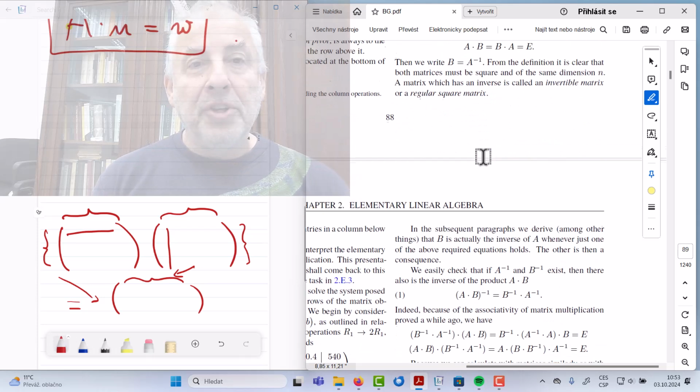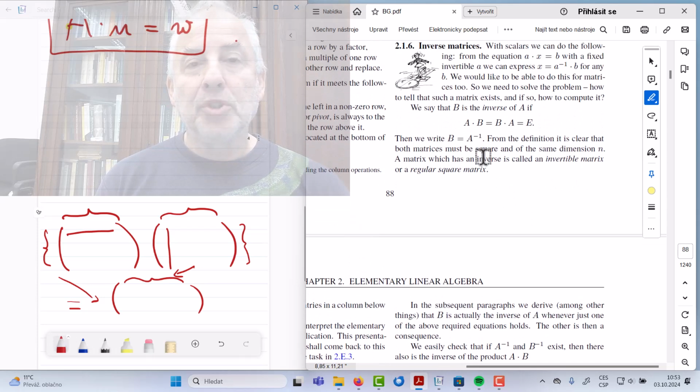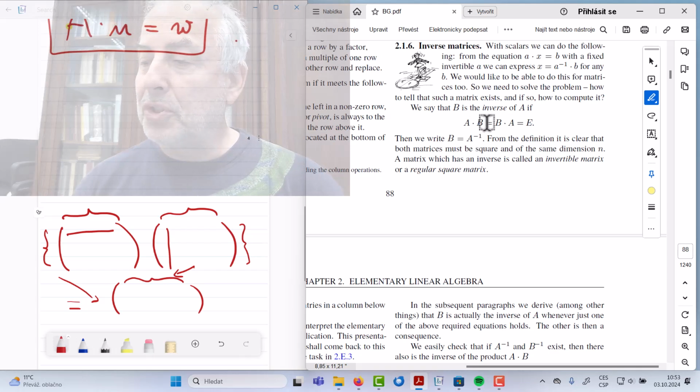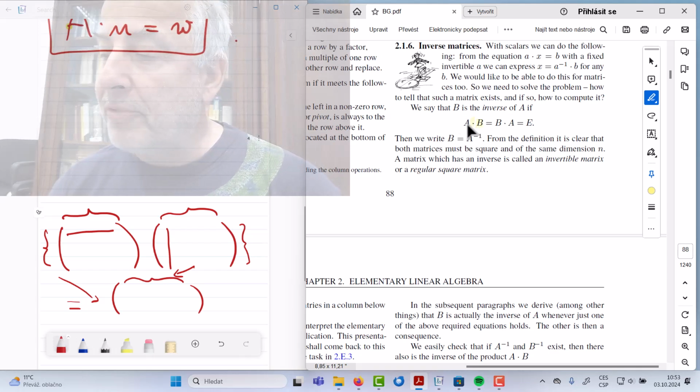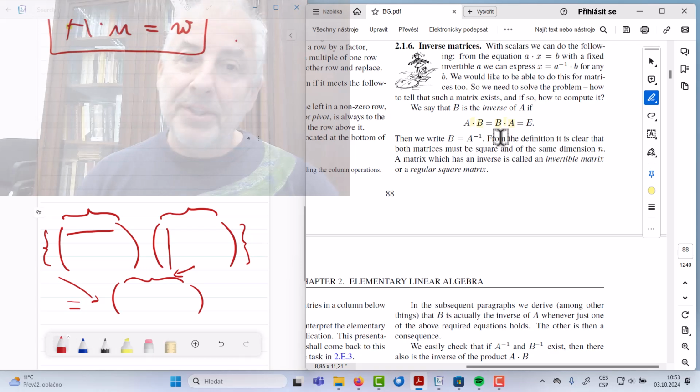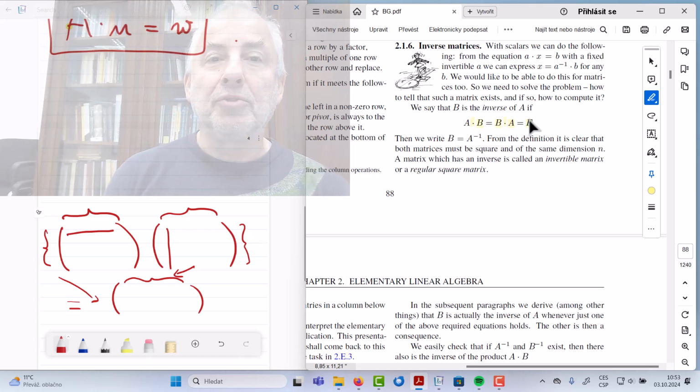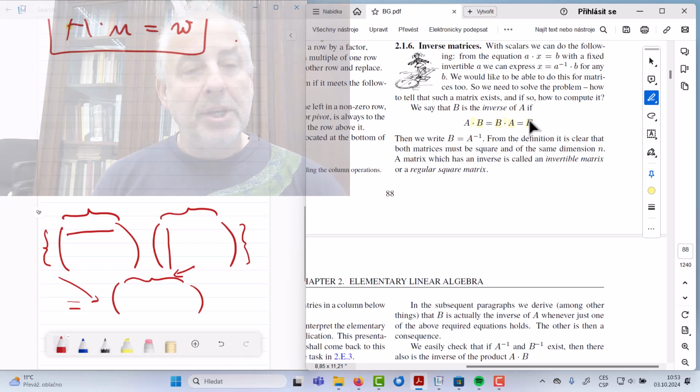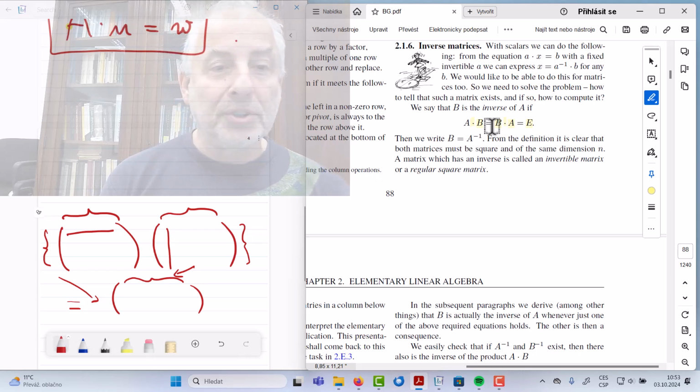Right, here is the definition of the inverse matrix. So we just want a matrix which will, by multiplying from left and right at the same time, give us the identity matrix, right? So for square matrices, it's okay to request this, but it doesn't work always.